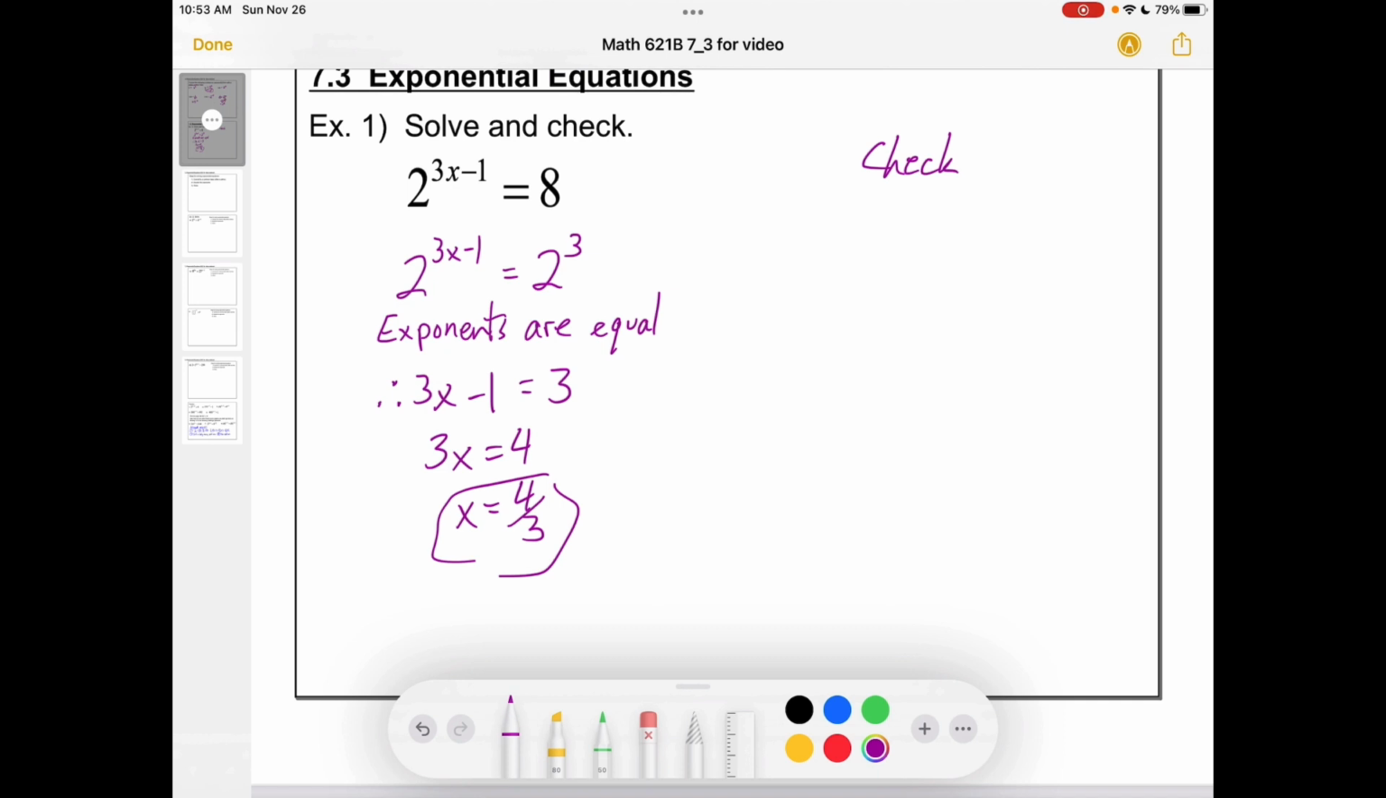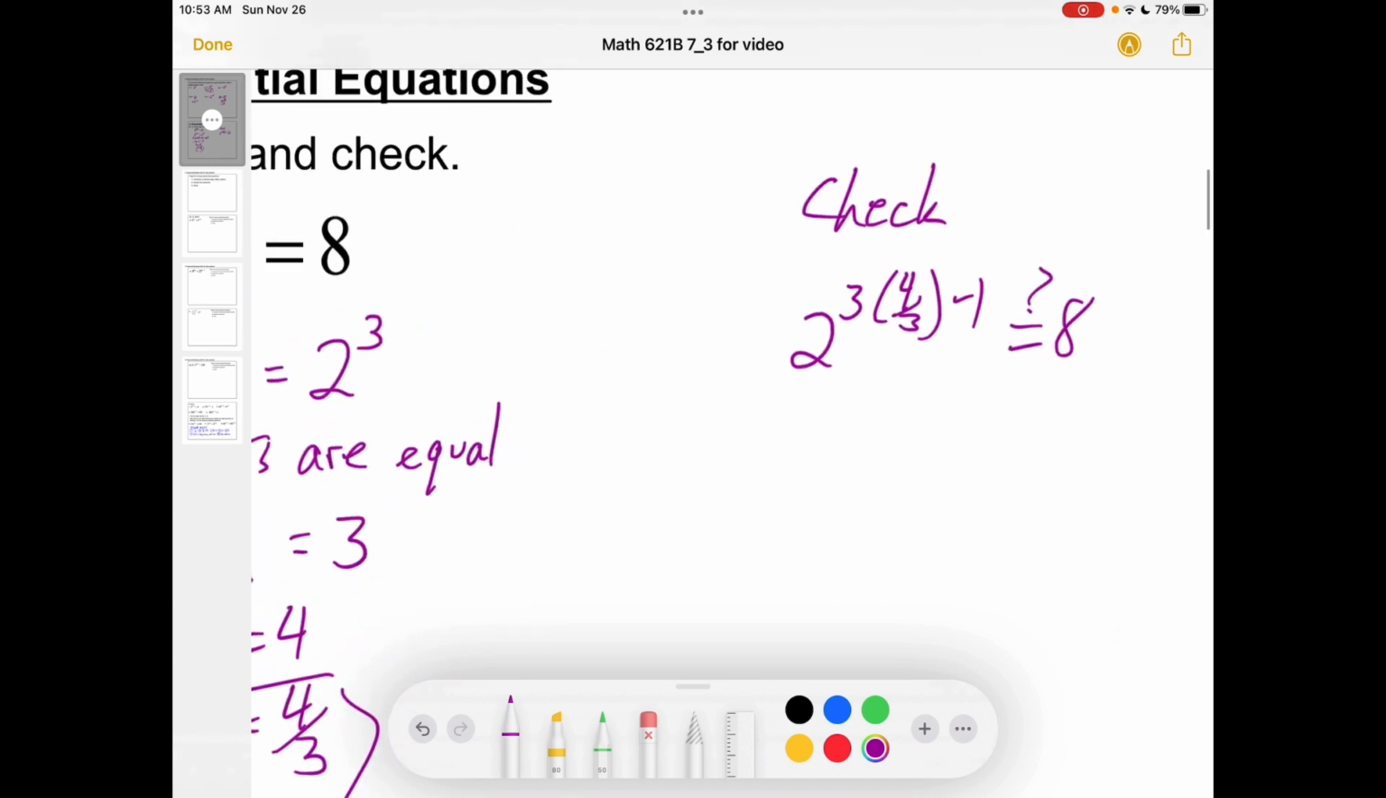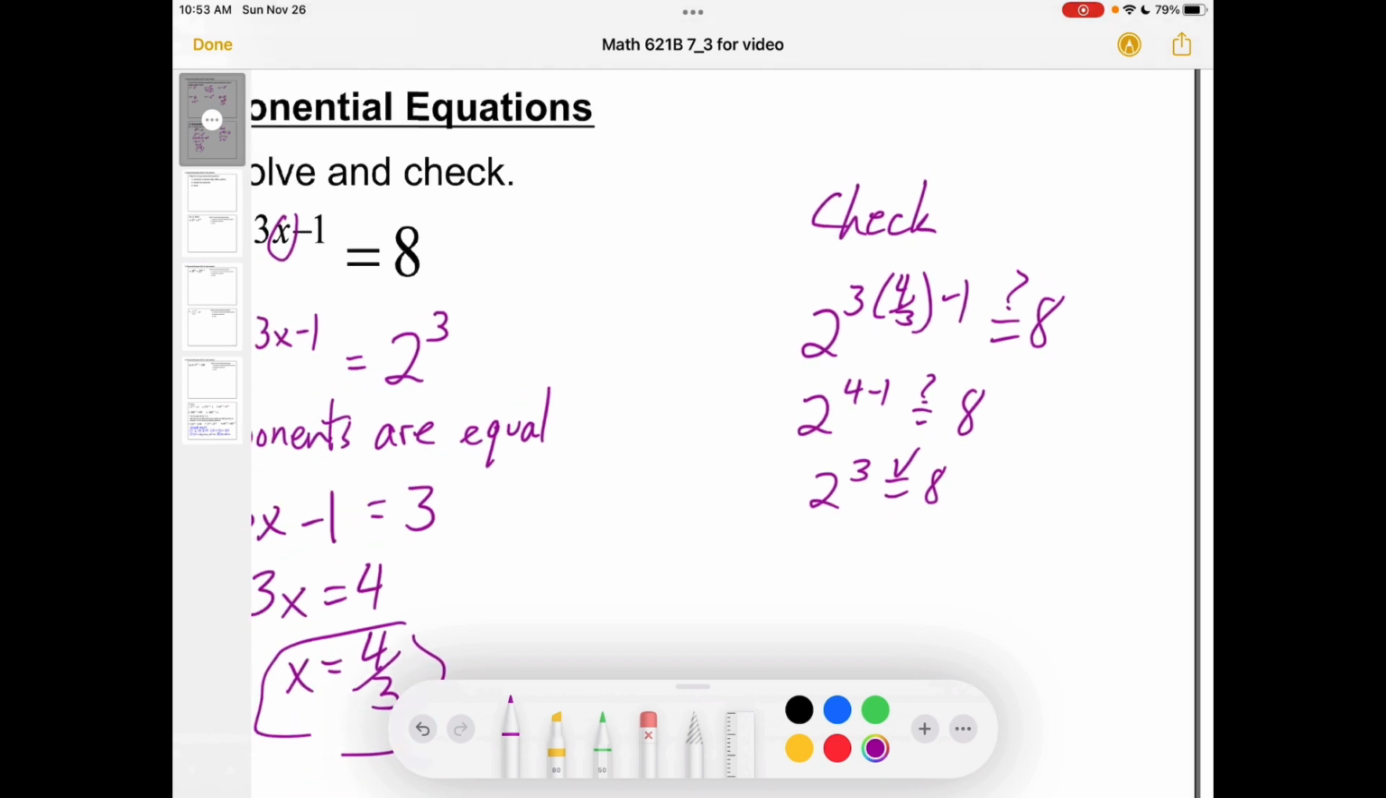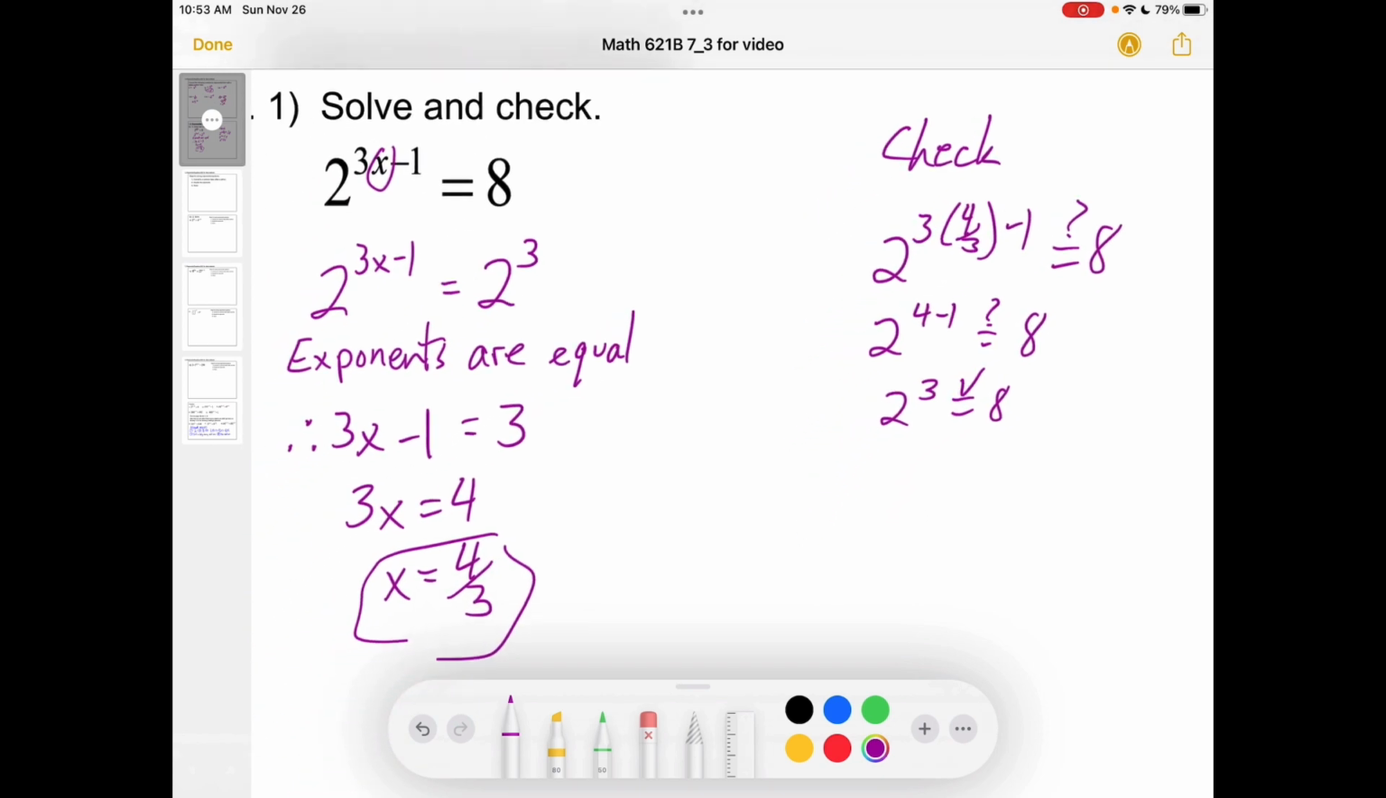So if I were to put 4/3 in, I'd just put 4/3 in for that x. So I'd have 2 to the power of 3 times 4/3 minus 1. And I'd be wondering, does that equal 8? Let's see what happens. 3 times 4/3 would be 12 over 3, or just 4. Oh my gosh, we'd get 2 to the 3, and that is indeed equal to 8. So in any equation, you can check your answer by subbing back in. But we had a set of steps here that worked, that got us a technique rather than just guessing and testing.